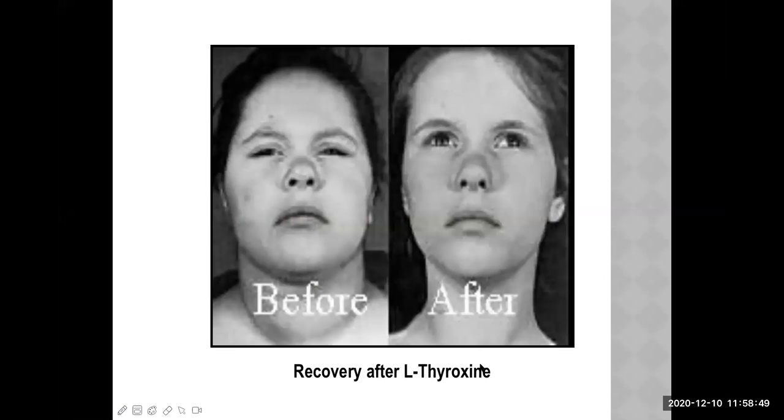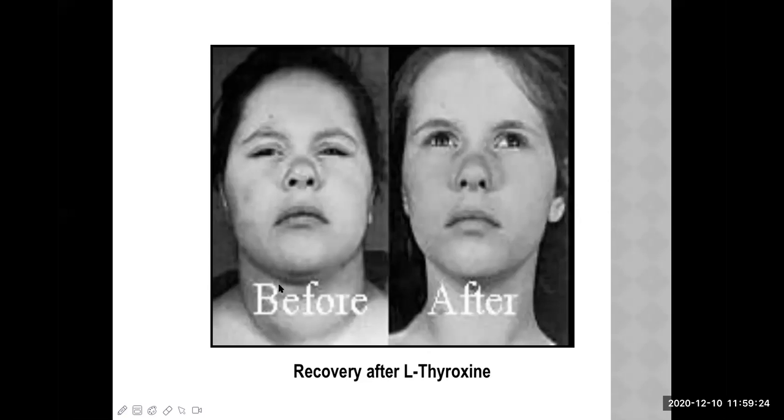Now, here is a picture showing recovery after L-thyroxine. Before treating the patient, she was like this. This is the face before we started therapy, and after we treated with L-thyroxine, she became like this. Now look at the facial puffiness. It almost disappeared. This rounded looking face is no more there. The eyes are very small here because of deposition of substances around the eye, but they're absent here.